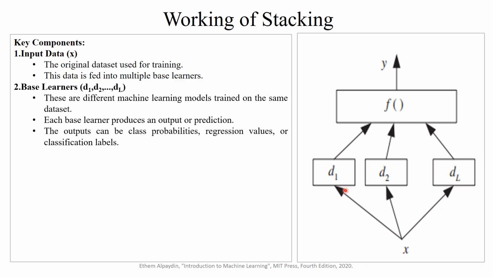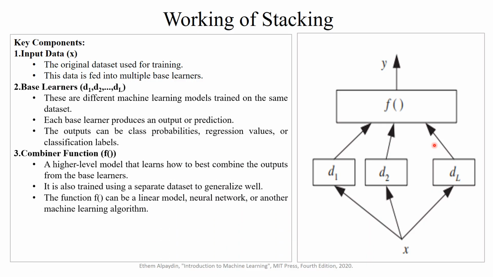These are different ML models trained on the same data set, and each base learner is going to give an output or some prediction. And this output given by the base learner can be probabilities, regression values, or classification labels. The third component is the combiner function.